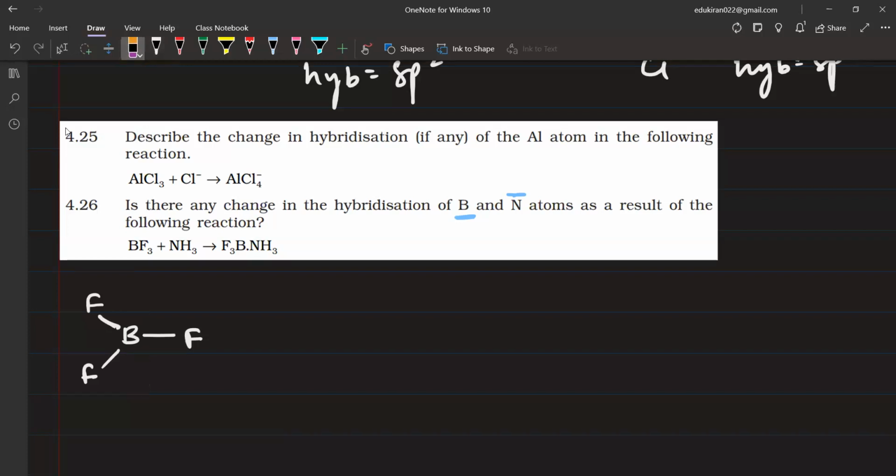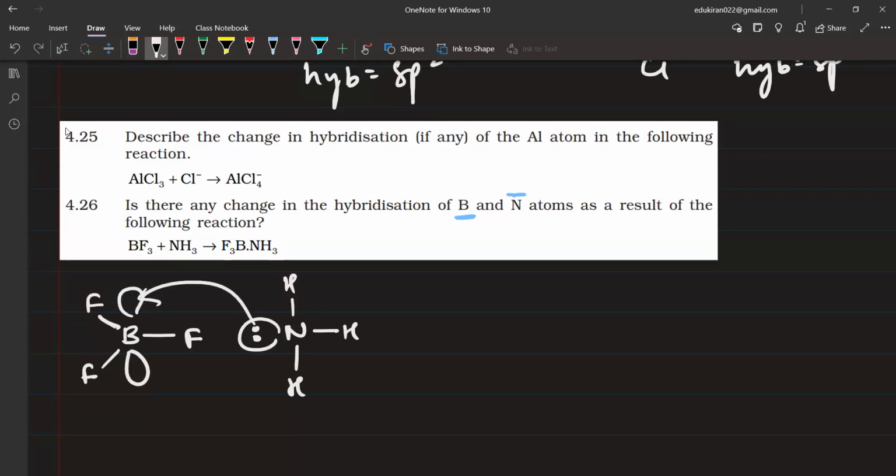Now let us look at NH3. NH3 has 3 hydrogens, and it will have a lone pair electron also, right? Because the valence electrons are 5. 3 of them are bonding, 1 is a lone pair. So what actually happened here is this lone pair electron is given to the vacant shell of the boron. And the reaction happens something like this.